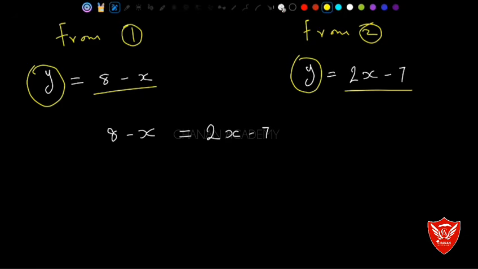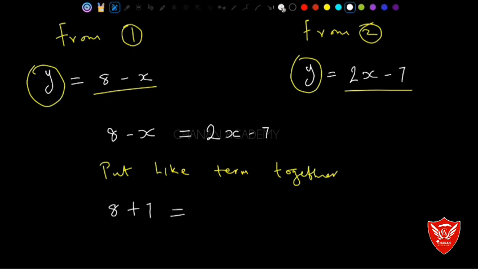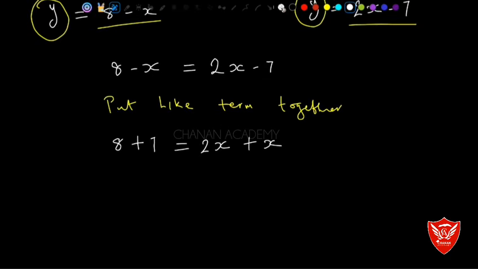Now if we simplify this by putting like terms together, we are going to have 8 plus 7 equal to 2x plus x. Now 8 plus 7 is going to give us 15, equal to 2x plus x, which gives us 3x. Now we are going to divide both sides by 3.